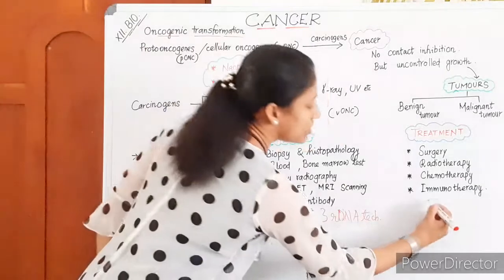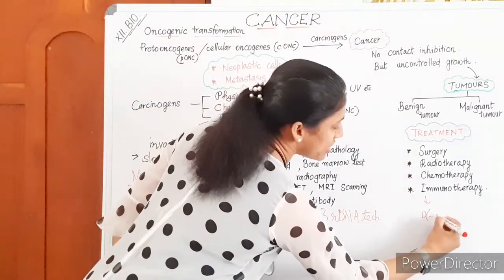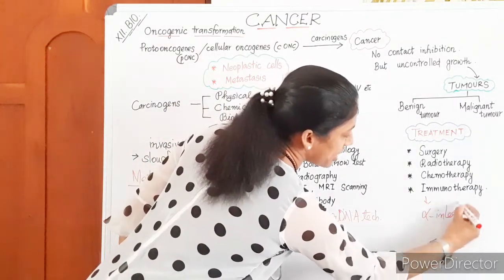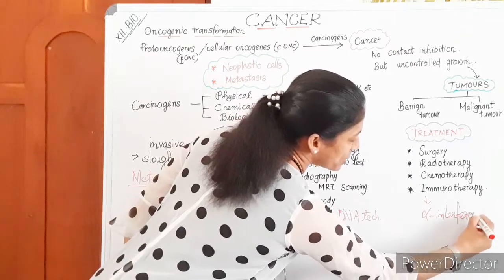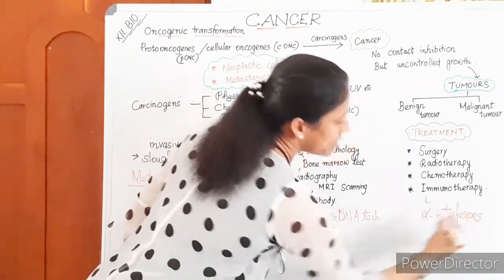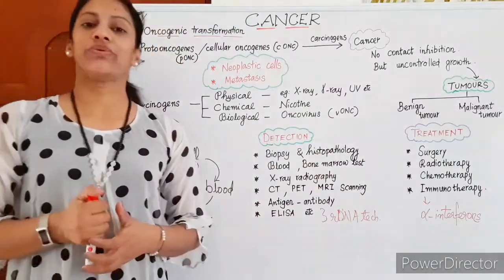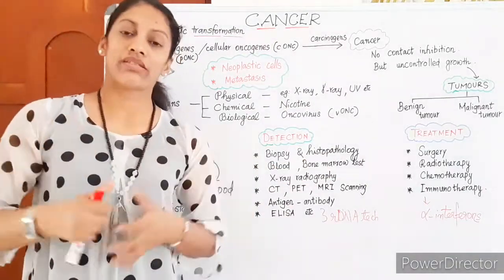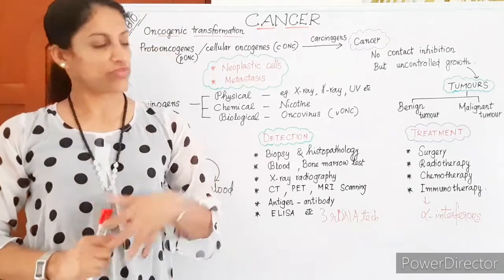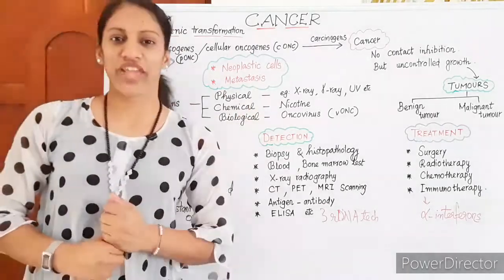Alpha interferons: keep in mind, you have already studied what interferons are. These are chemicals which protect neighboring cells from virus infection. In immunotherapy, alpha interferons are used as immune system enhancers or modifiers. That's about the treatment of cancer.